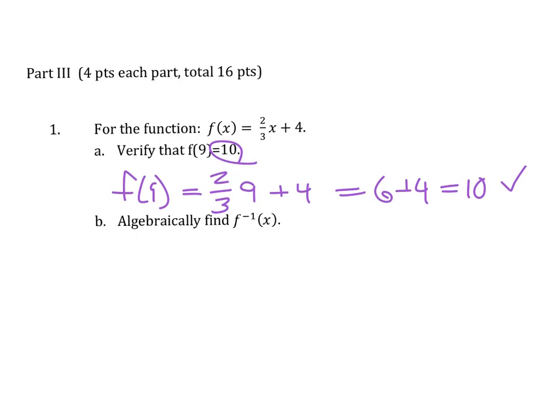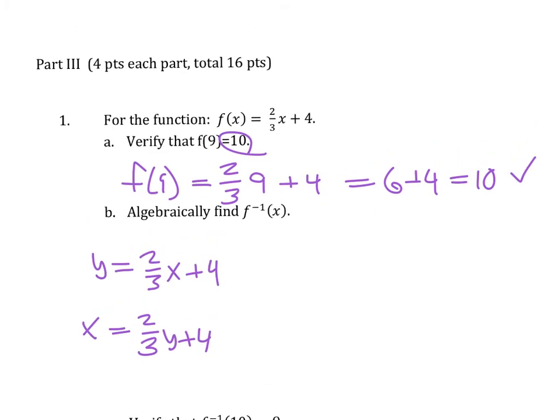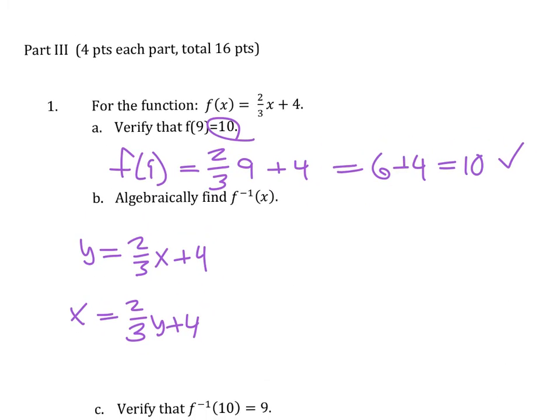Algebraically find inverse f of x. So that's this trick where you rewrite this f of x equals 2/3 x plus 4 as y equals 2/3 x plus 4, and then swap the x's and y's. So that gives me x equals 2/3 y plus 4. And now I want to solve this for y. Why? Because that's what you do. So we're basically just flipping the x and y and rewriting it as a y equals kind of thing.